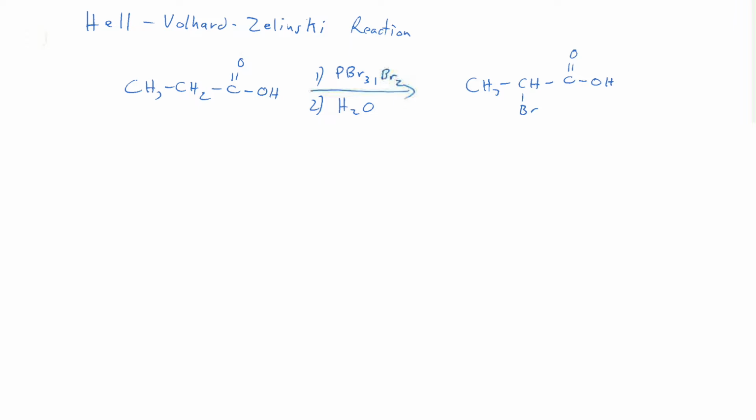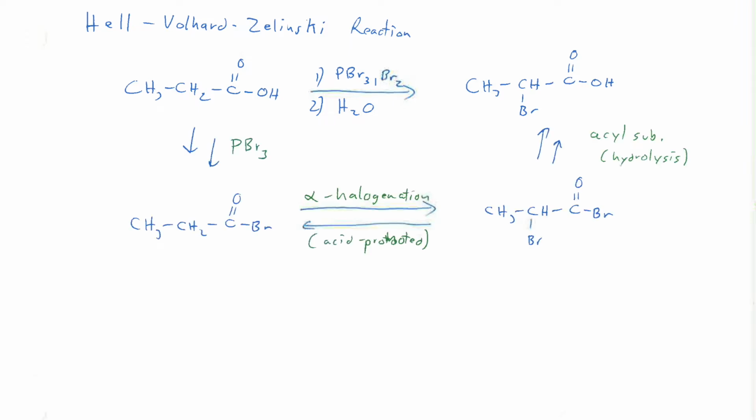Now, we already know what PBr3 is going to do to a carboxylic acid. That we talked about last unit in our acyl substitutions. That's simply going to make an acyl bromide. Now, once that acyl bromide is formed, it actually generates HBr as a byproduct. That acid then forms an enol with our acyl bromide, allowing the halogenation to occur with the Br2 that's in there. In other words, it does an acid-promoted halogenation. After that, you treat it with water, and water simply hydrolyzes the acyl bromide back down to the carboxylic acid.